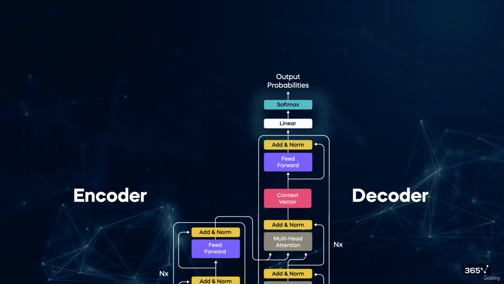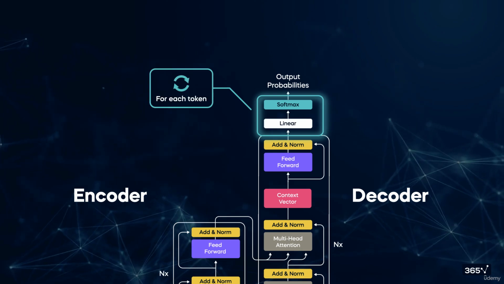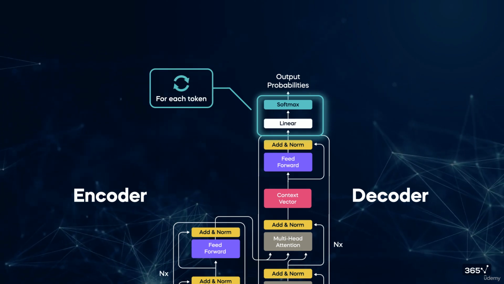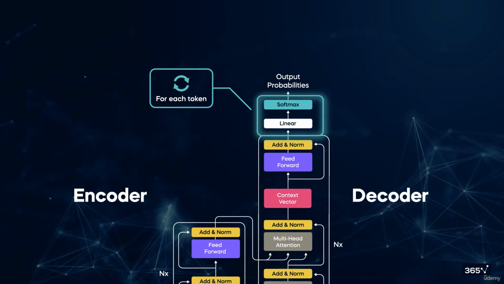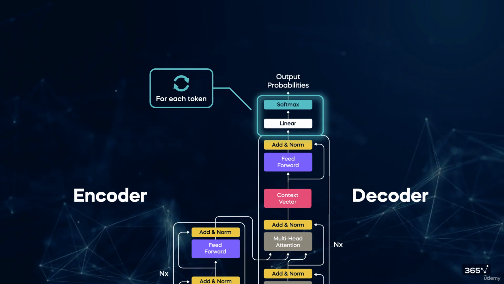The whole process of this decoder block is repeated for each token in the output sequence, with the previously generated tokens being included as input for each subsequent step.